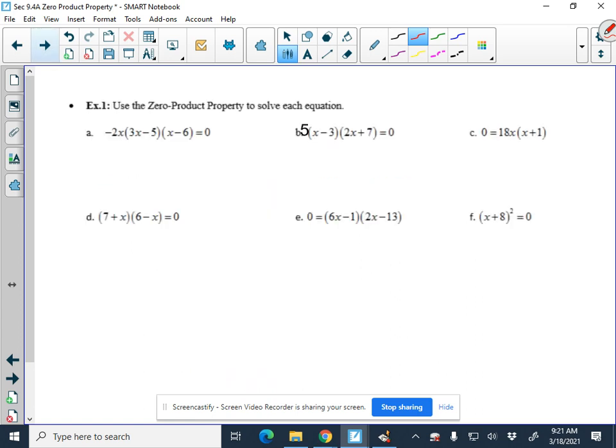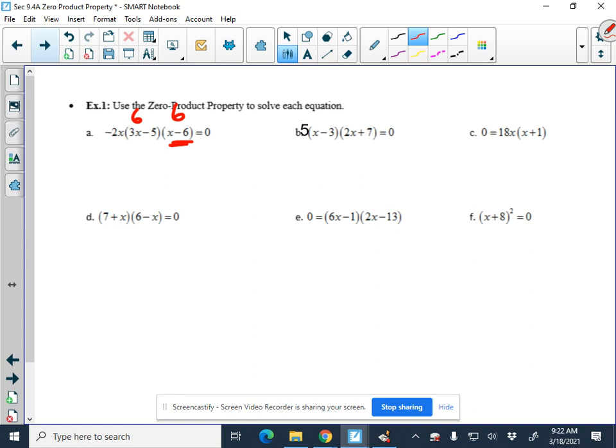Now, this one up top has 3 different potential answers. One that's really easy is this one over here. What number could I put into that one that would make this thing turn into 0? 6. So one of the answers is 6. Because if I put 6 into there, that one turns into 0. This one turns into 13.